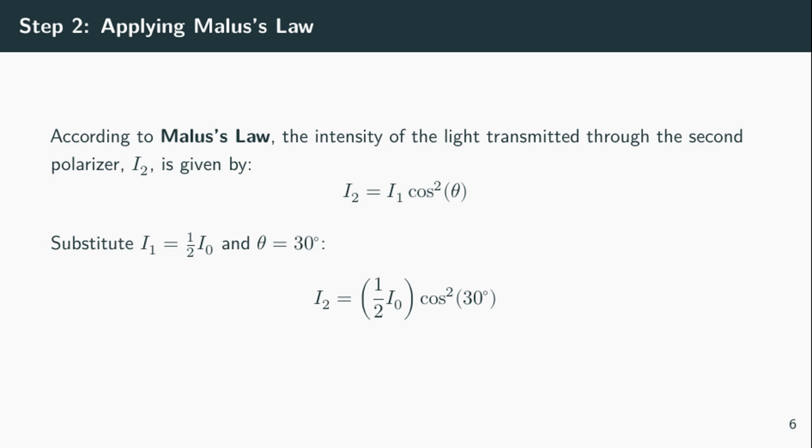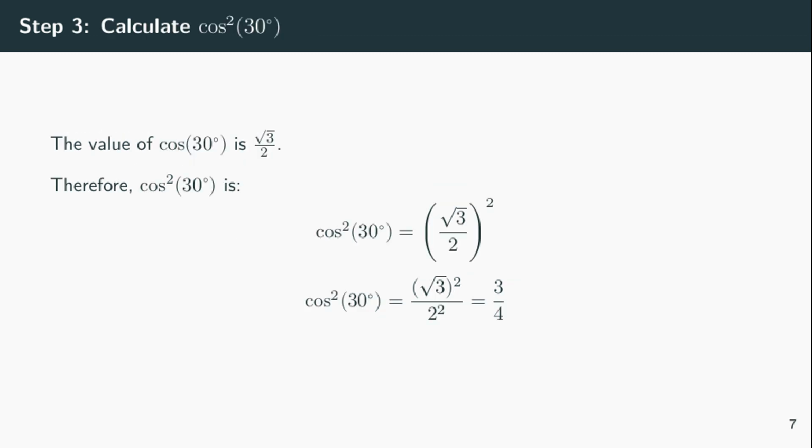Now let's substitute what we know. I1 is 1/2 I0 and theta is 30 degrees. So we get I2 equals, in parentheses, 1/2 I0, close parentheses, times the cosine squared of 30 degrees. Alright, step 3 is to calculate that cosine squared of 30 degrees. The value of the cosine of 30 degrees is the square root of 3 over 2. So to find the cosine squared of 30 degrees, we just square that value. It's the square root of 3 over 2, all squared.